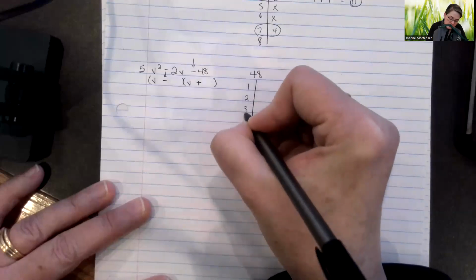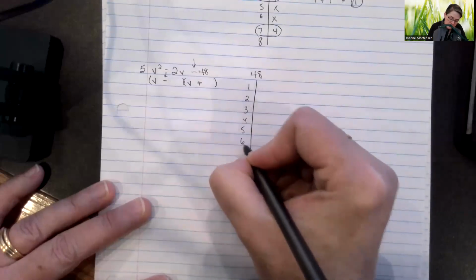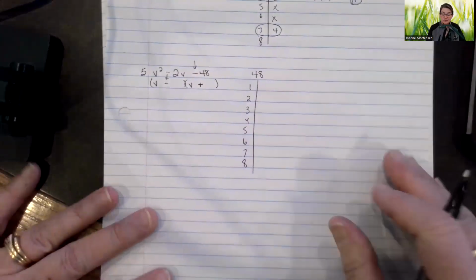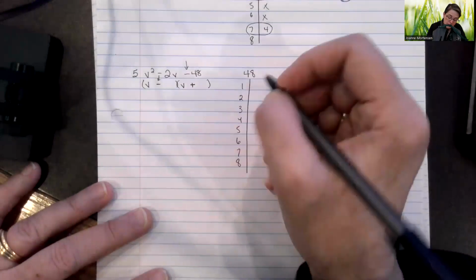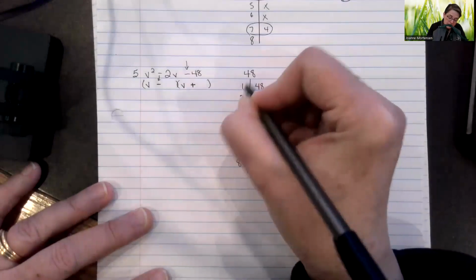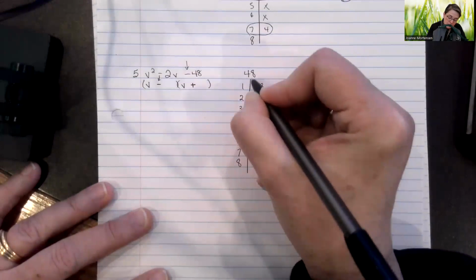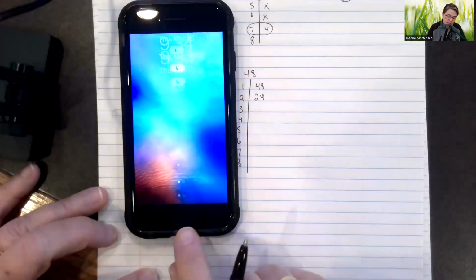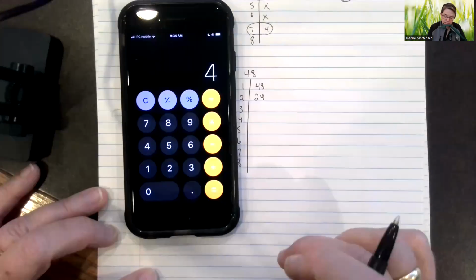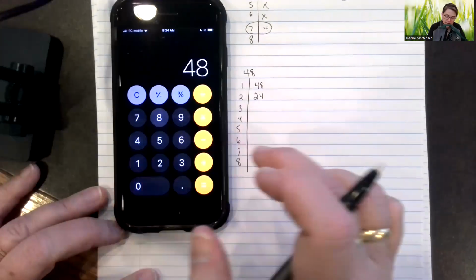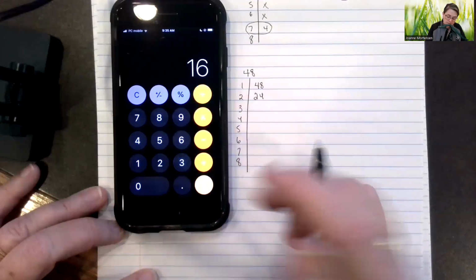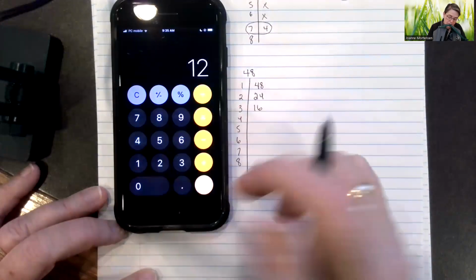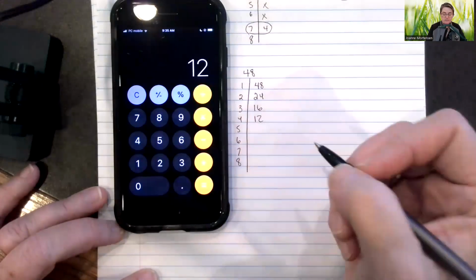1, 2, 6. Again, I'm picking 8 because I'm guessing that's as far as we're going to have to go. So 48 divided by 1 is 48. 48 divided by 2 is 24. 48 divided by 3 is, I want to say 16, but I'm not 100% sure. So use a calculator. 48 divided by 3. All right, 16. 48 divided by 4, 12. It's not going to go.